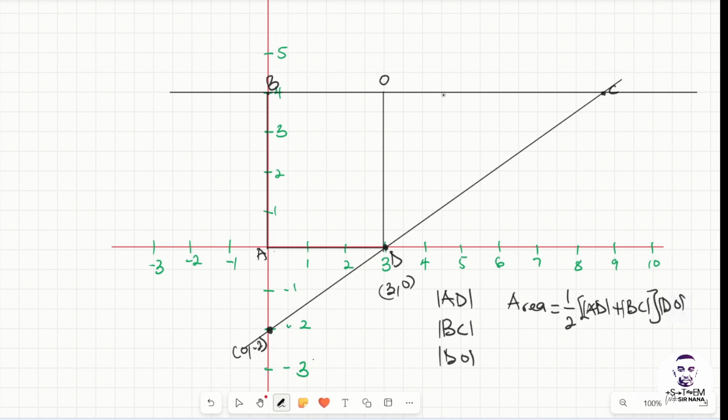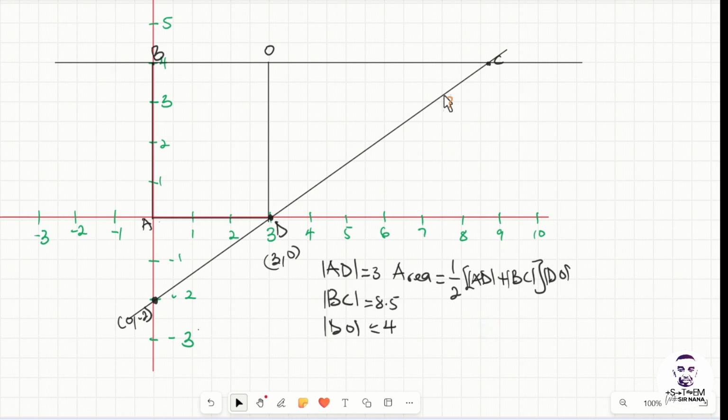Now, we know that from A to D, if we check it very well, it is from 0 to 3. So that is 3. And then from B to C, it is from 0 to 8.5. So that is 8.5. And then we have D to O, which is from 0 to 4. So that is 4. So therefore, we can probably determine the area to be equal to half. The A to D is 3, plus the B to C is 8.5, multiplying the D to O, which is 4.